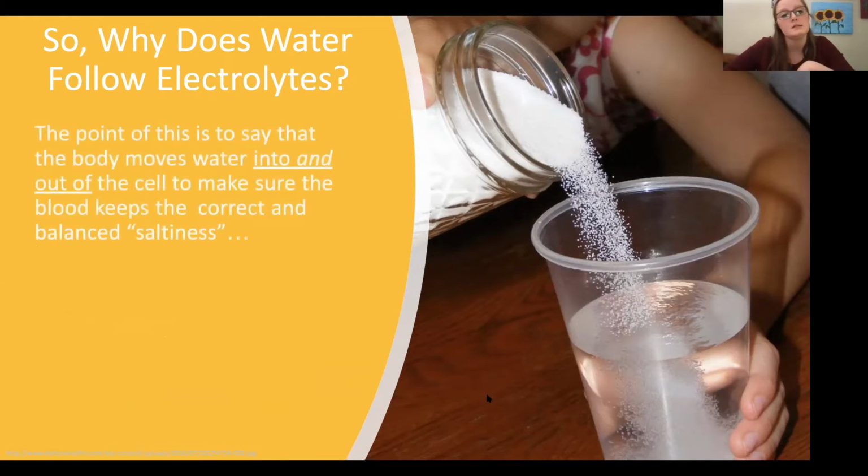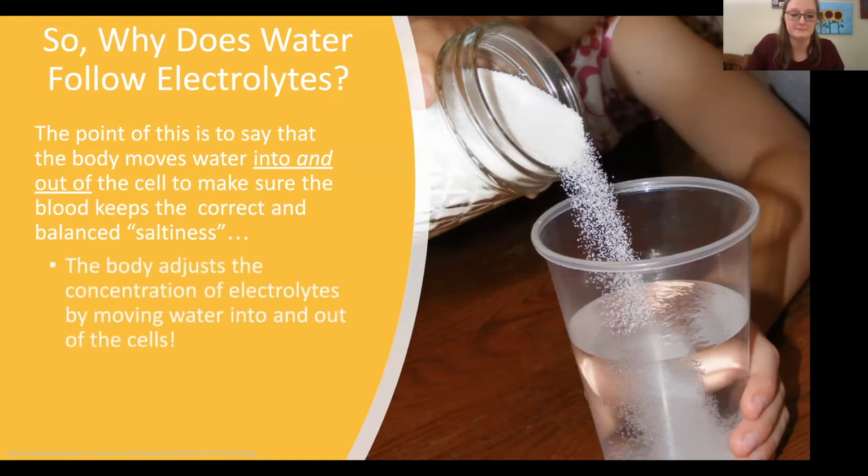The point of this is to say that the body moves water into and out of the cell to make sure the blood keeps the correct balanced saltiness. So if you've never thought of your blood as being salty before, now you can. Water's whole job is to move in different ways around your body to make sure that the right amount of saltiness exists inside your cells and inside the extracellular fluid.